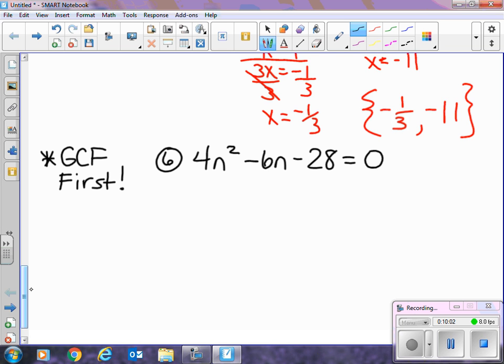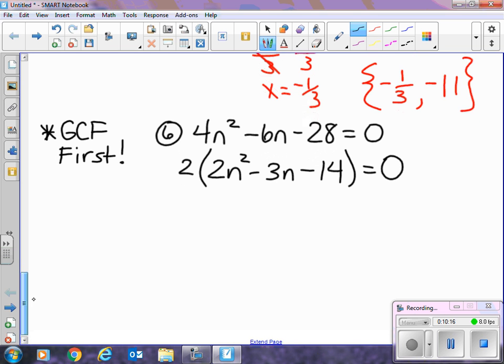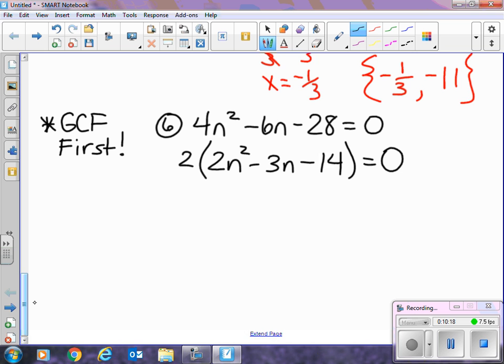So for 4, 6, and 28, the GCF is 2. So we factor out the 2, and now we're going to have a trinomial left. If you divide everything by 2, you have 2n squared minus 3n minus 14 equals 0. And at this point, we're ready to factor the trinomial. So this 2 on the outside, we'll just keep tagging along for a little bit, and then we'll get rid of it at the end.